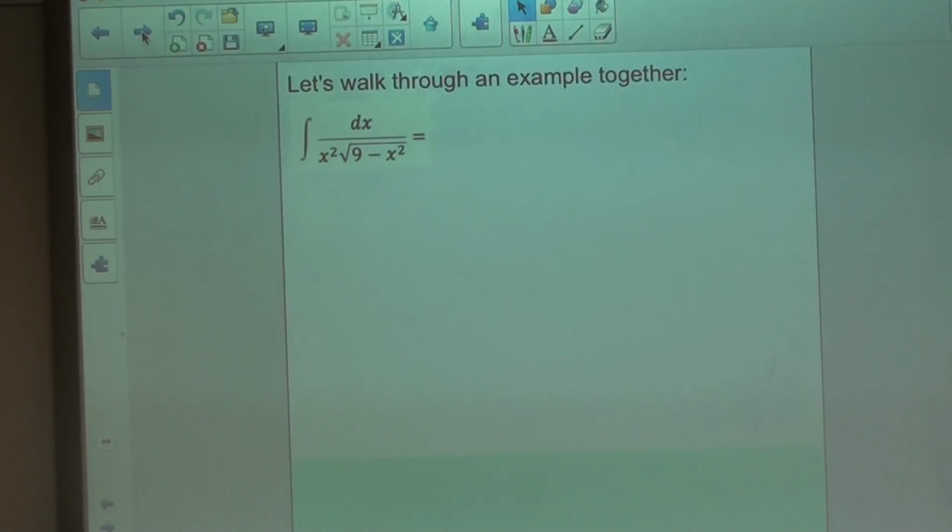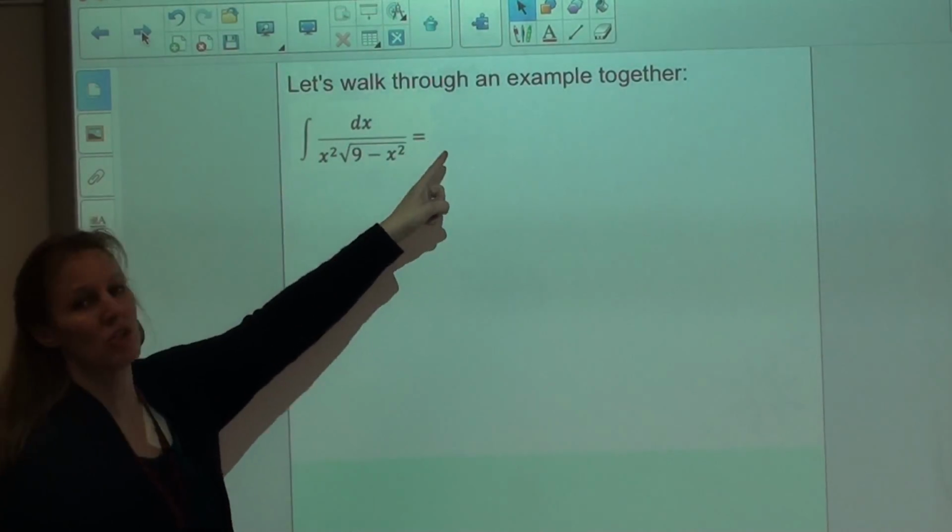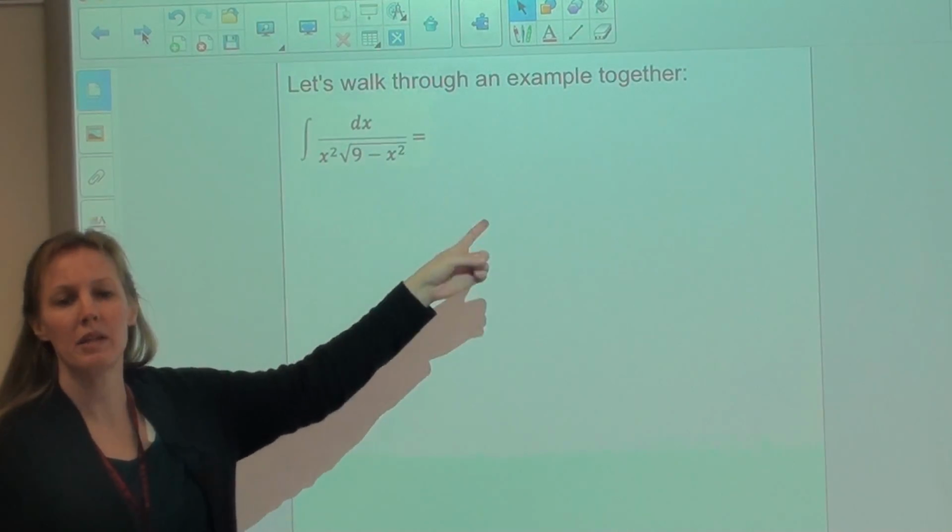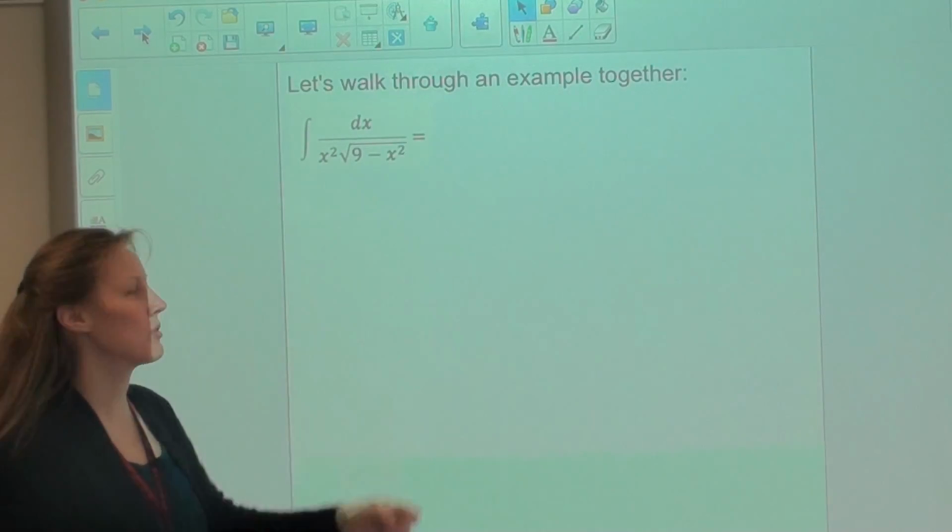Is it secant? Is it sine? Are you sure? Are you positive? Okay. Yes, it's sine, because you have number minus x squared. If it's x squared minus number, then it'd be secant. Number minus x squared is sine.